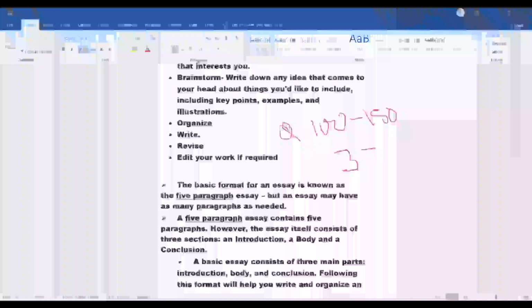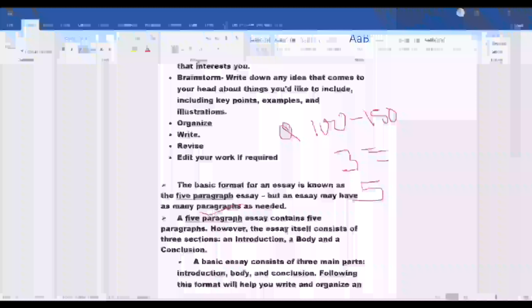Same, if you are going ahead with the 5-paragraph format, you need to understand that you are choosing 5 paragraphs and how many lines you have to distribute. What is the sequence of that? You need to understand that. However, the essay itself consists of only 3 sections. Mainly, they are an introduction, a body, and a conclusion.